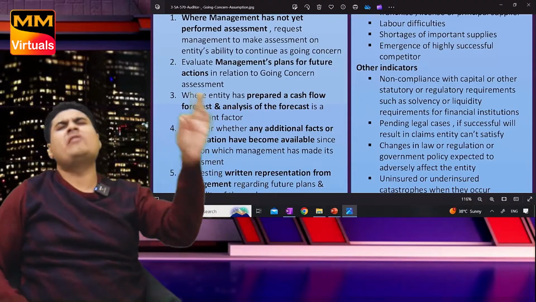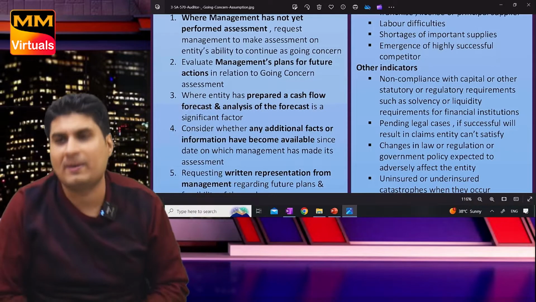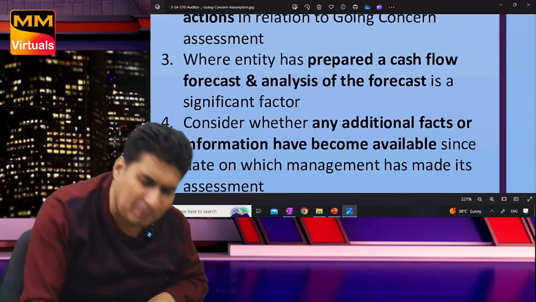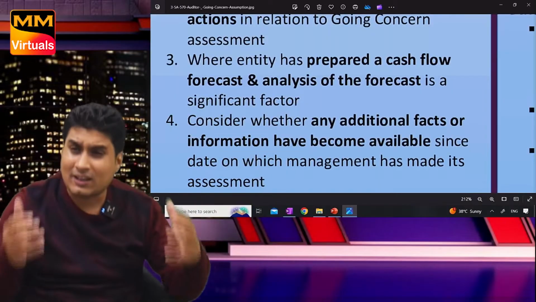Five points. Number one, when management has not yet made an assessment, tell management to make an assessment. Two, evaluate the management plan in relation to the future, in relation to going concern. See whether the plan is feasible or not.